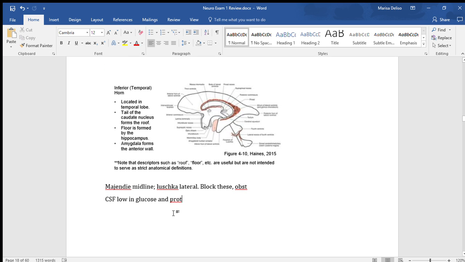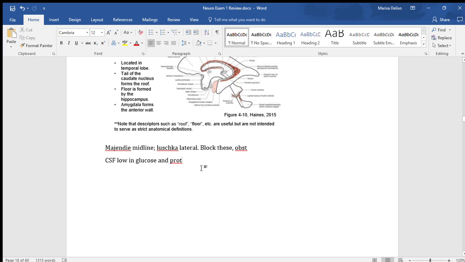Cool. So CSF, just keep in mind there are all those things of what CSF is high and low in. CSF is normally low in glucose and protein, particularly.